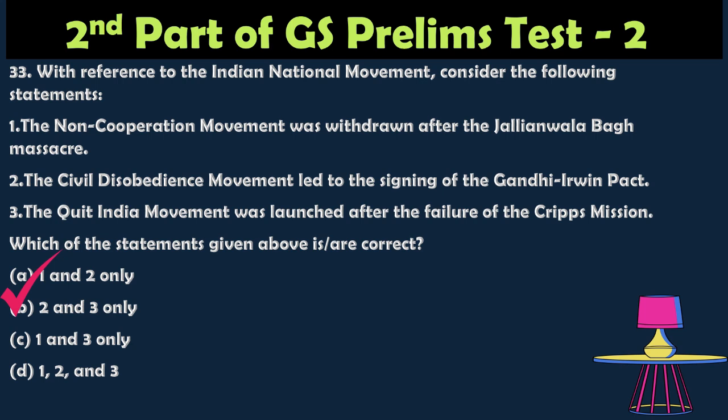So Gandhi withdrew the non-cooperation movement. Actually it was going very well, but he withdrew it. So yes, statement 1 is incorrect, and so the option 2 and 3 is right.